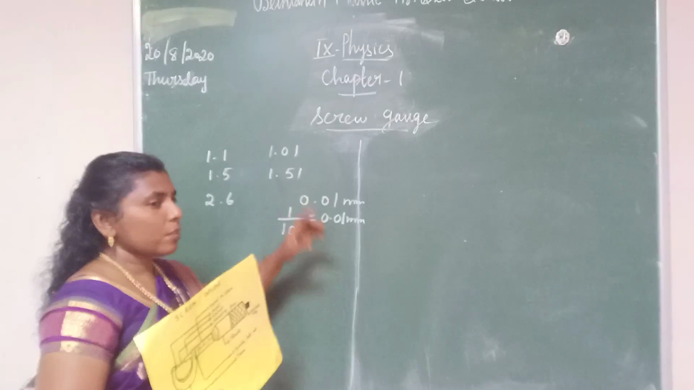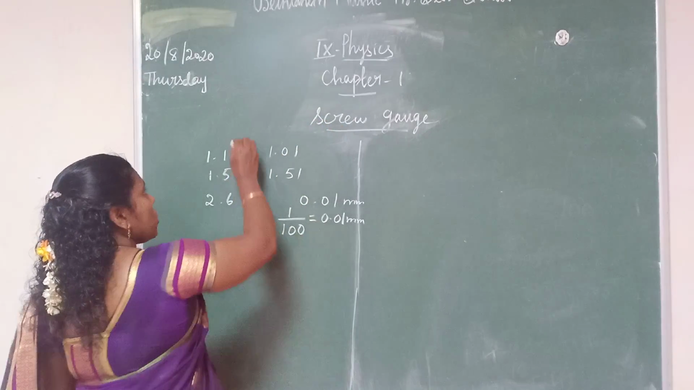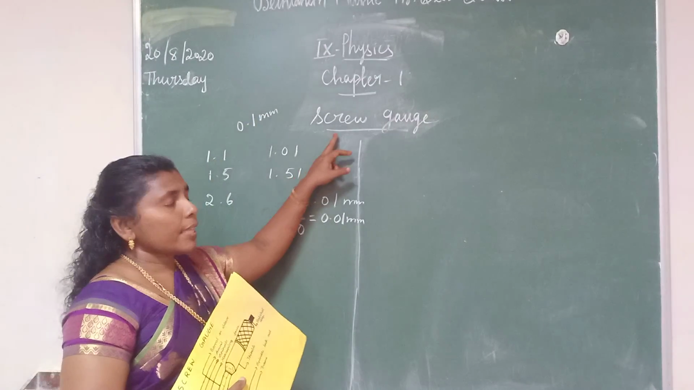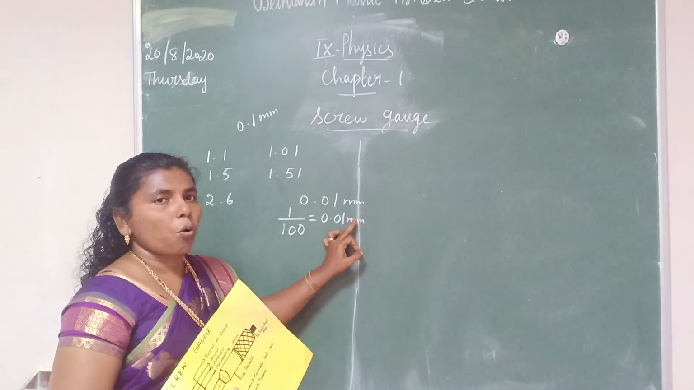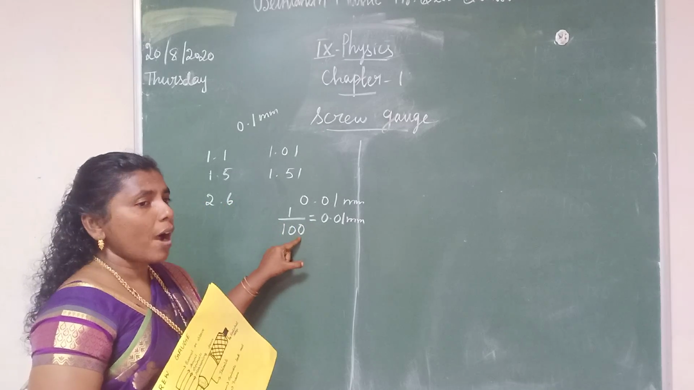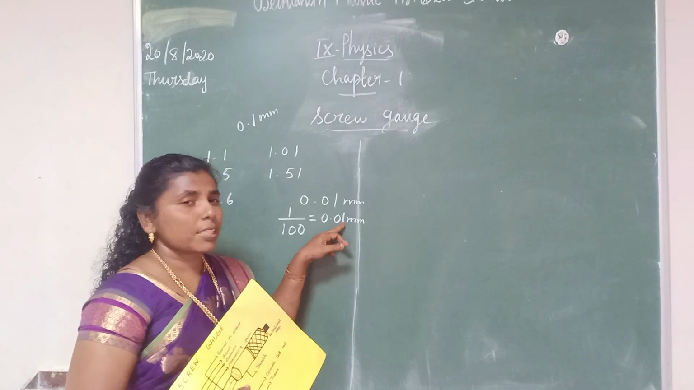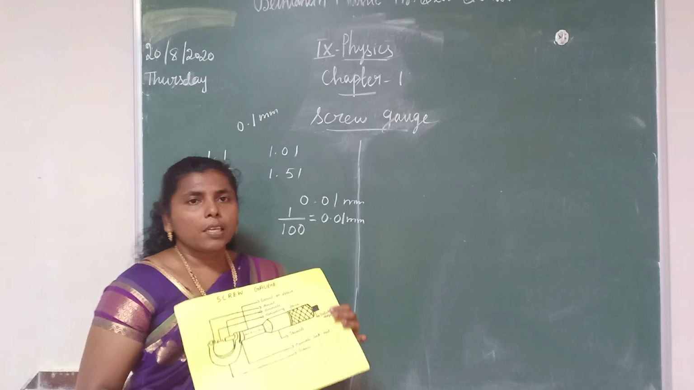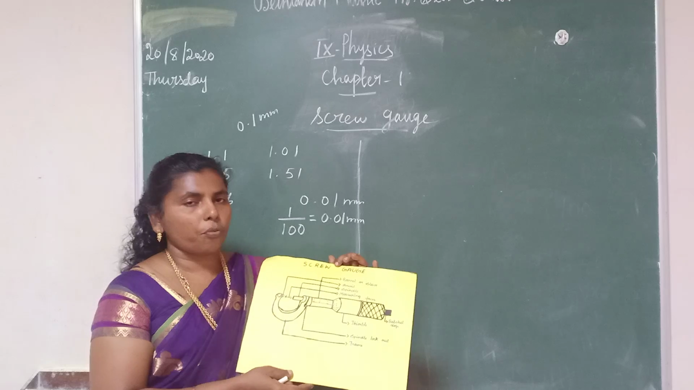In the last class we learned the least count of the vernier caliper is 0.1 millimeter. Today the least count of the screw gauge is 0.01 millimeter, because the head scale consists of 100 divisions. So we get the least count value of 0.01 millimeter. Then we can see the description of a screw gauge.